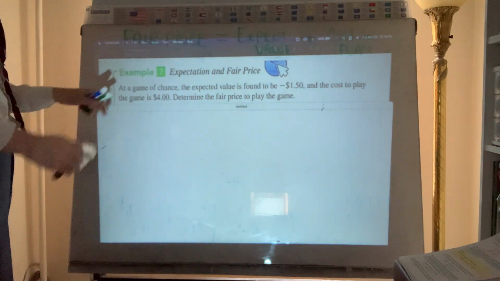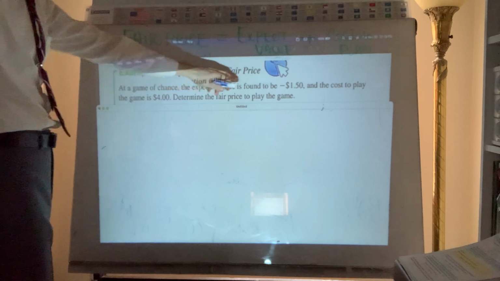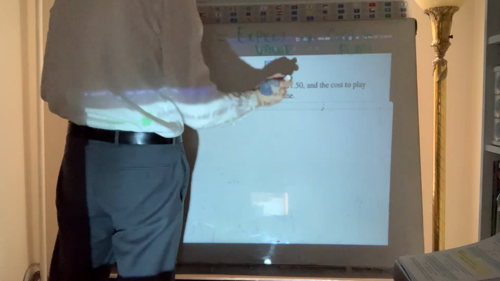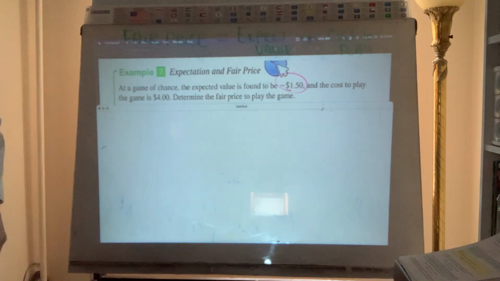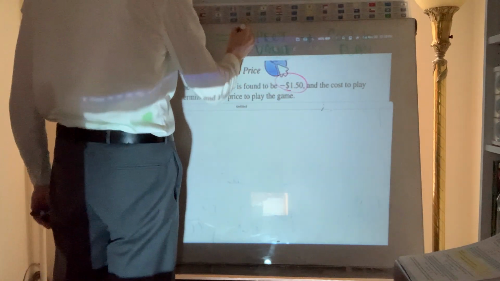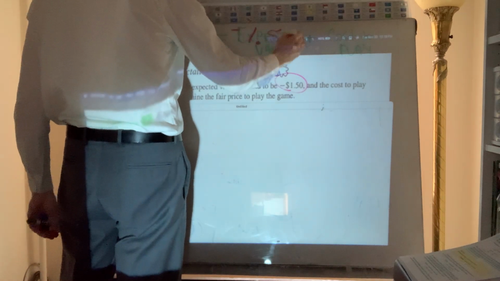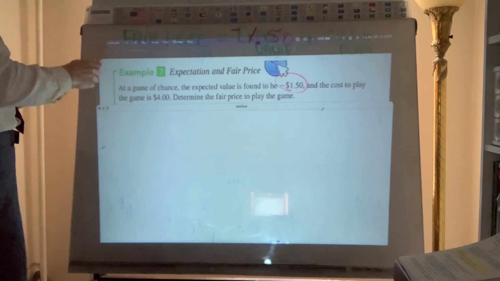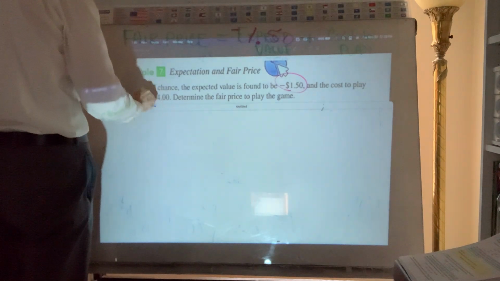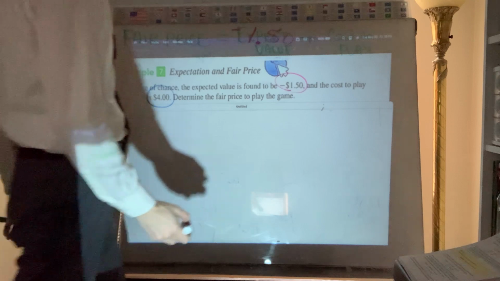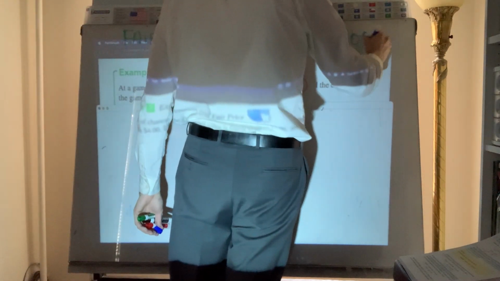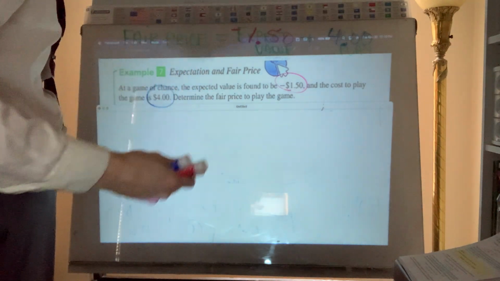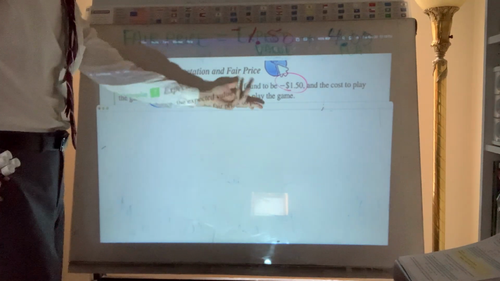So let's see. At a game of chance, whatever it is, the expected value is found to be, I'll put this in red, negative $1.50. So I'm going to put negative 1.50 here. And the cost to play is $4. So I'm going to put 4.00 for the cost to play. Determine the fair price to play this game.